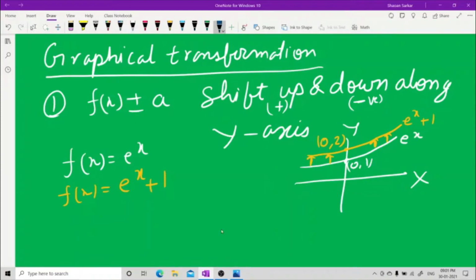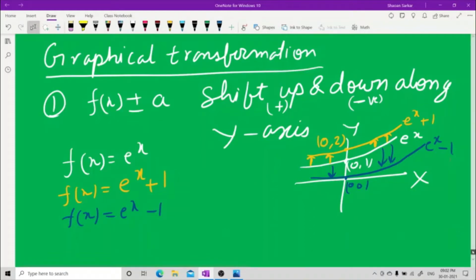And suppose I write f(x) equal to e to the power of x minus 1. So now it will go like this. This is the point now (0, 0). Now it has been shifted by 1 unit down. So this is e to the power of x minus 1. I hope this one is clear. The next one, let's come down to the next one.